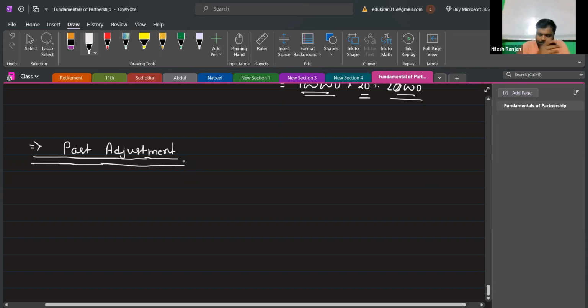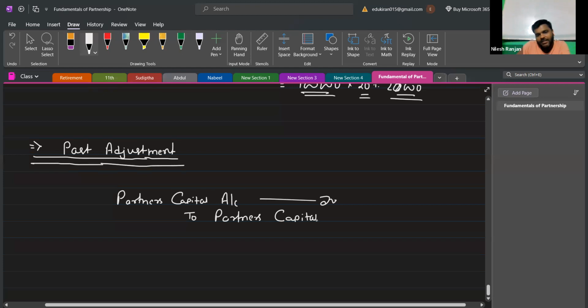Actually, it is very easy. Can you tell me the journal entry? Do you remember the journal entry? No, sir, I can only tell it after the working. That's the thing. Okay, actually, the journal entry is simple: partners capital account debit to partners capital. Sir, if it is fixed capital, then we have to use current, right? Yes, we can use current.